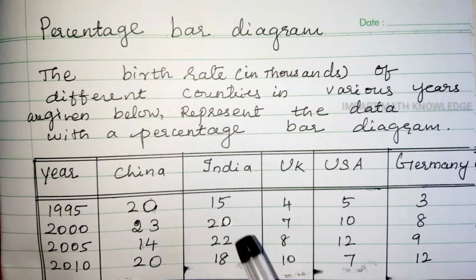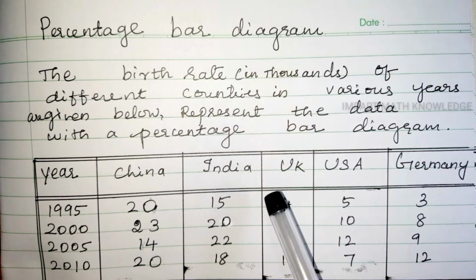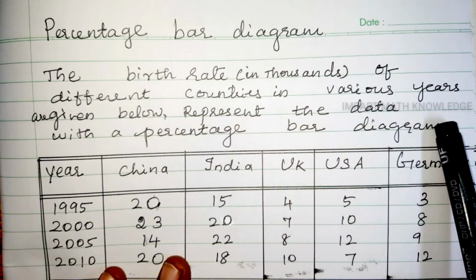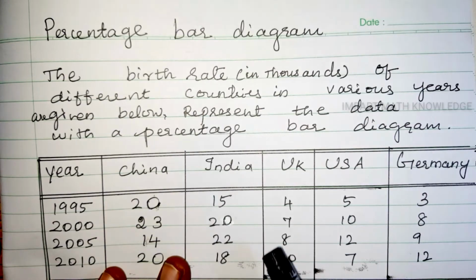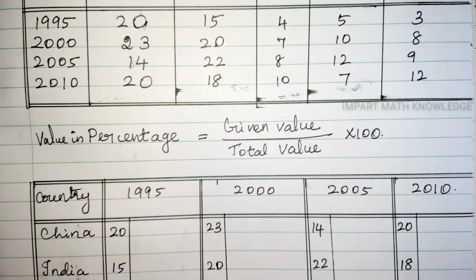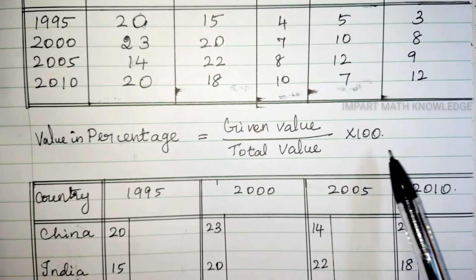I will explain the percentage bar diagram with a simple example. The birth rates of different countries in various years are given below. Represent the data with a percentage bar diagram. First, we have to convert the given data into percentages. The formula is given value divided by total value into 100.